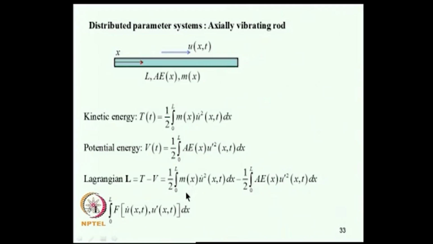So, it can be seen that the Lagrangian itself is an integral of a function which is a function of u dot and u prime. Prime means derivative with respect to x and dot is a derivative with respect to t.